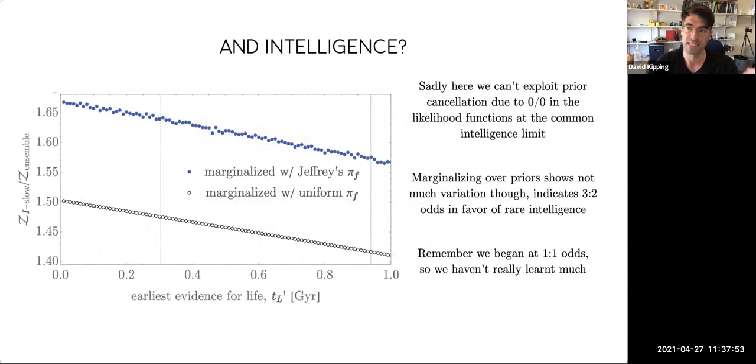The only thing I haven't talked about is intelligent life. Since I've inferred it, I could do the same thing. I could actually do a Bayes factor for fast intelligence versus slow intelligence. And actually here, things are a bit more pessimistic. It's very, very modest, but I get 3 to 2 odds that intelligent life is a rarity. So it slightly favors intelligent life being a rarity.